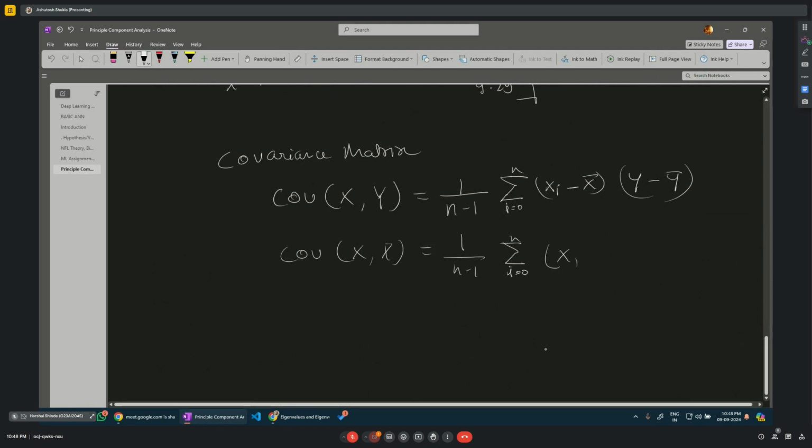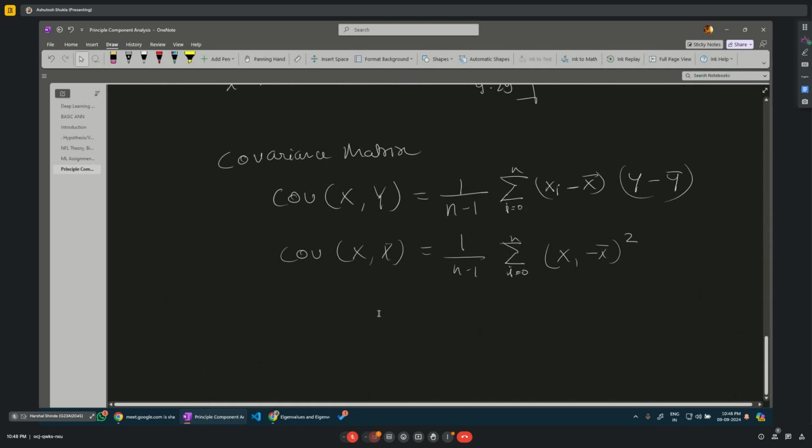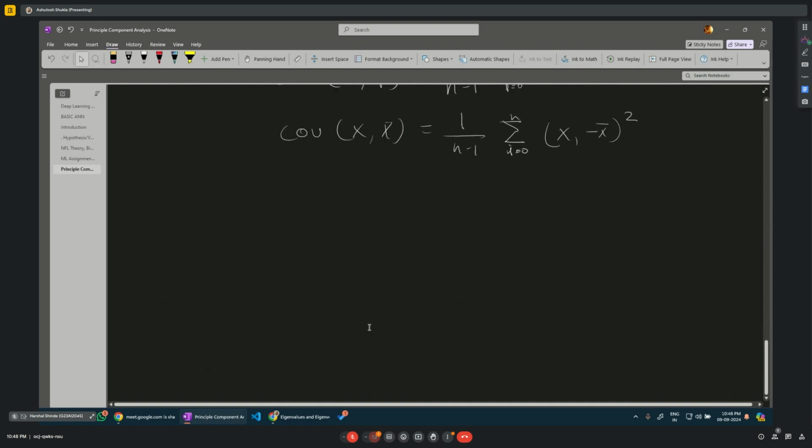And what happens is, this is also x, this is also x. So xi minus x bar, and then you multiply it by xi minus x bar again, which is basically xi minus x bar square. That is what you get. So how do we make the covariance matrix? I mean, this is just calculating one point in a matrix, but how do we actually get it?